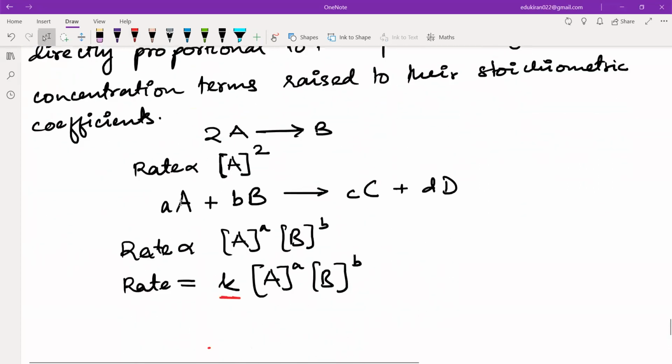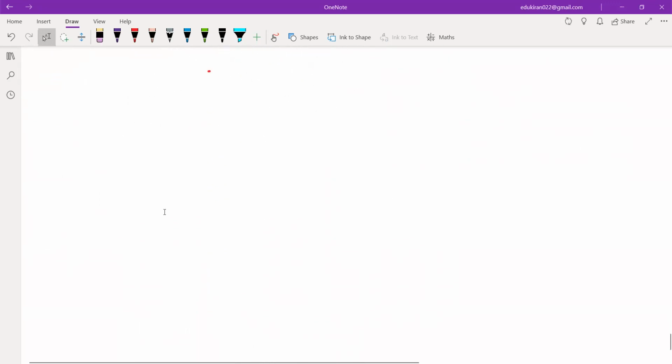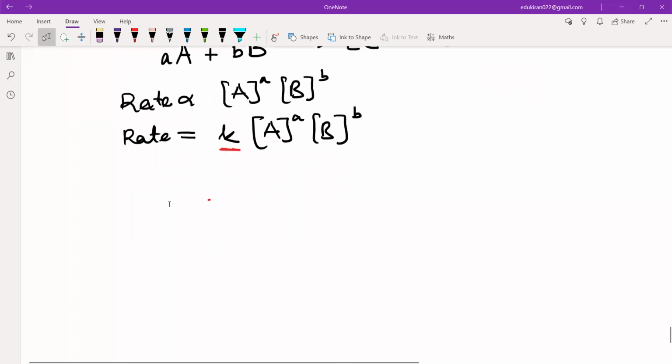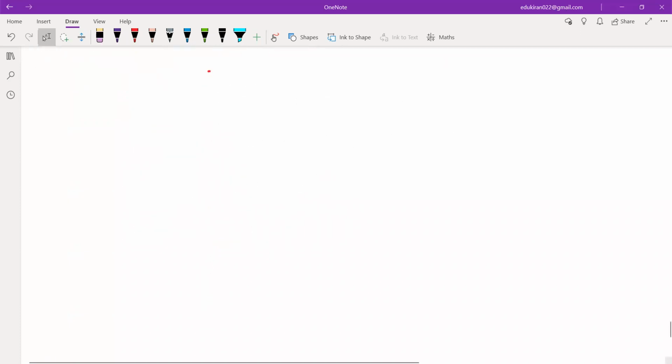Since we have understood this, I don't need to explain it once more. You understood this, right? Yes or no? Yes, sir. Okay, fine. Now we are going to move on, and now we will understand the rate of forward reaction and backward reaction. The same thing will be for backward, but now we will understand the law of chemical equilibrium.